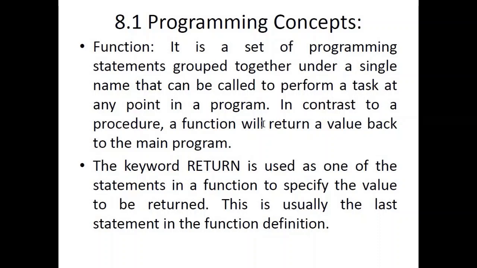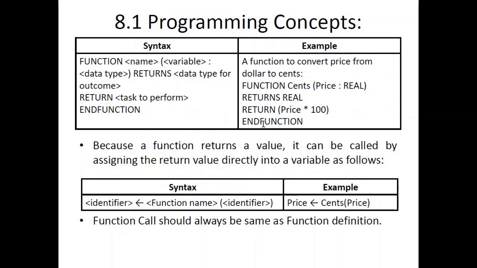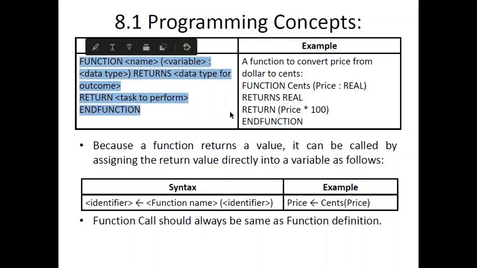The keyword RETURN is used as one of the statements in a function to specify the value to be returned. This is usually the last statement in the function definition. Now looking at the syntax: FUNCTION name, then we write the name of the variable and data type, and RETURNS and the data type for the outcome, then RETURN the task to perform, and END FUNCTION. This is the syntax for a function.